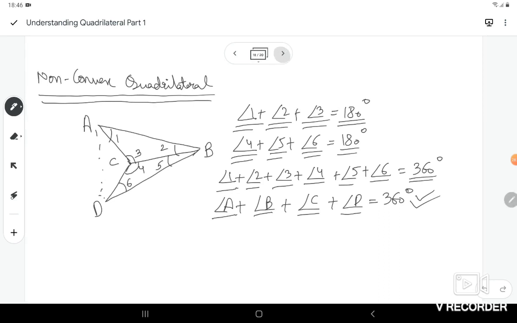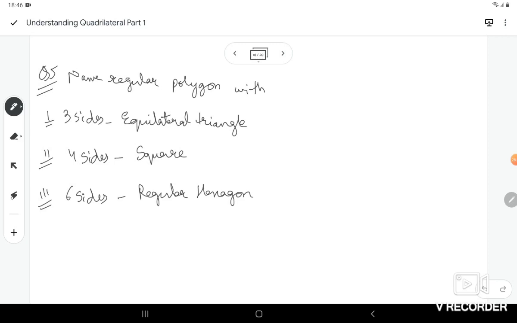Now moving on to question number 5. It says, state the name of a regular polygon if it has 3 sides. So we know it's an equilateral triangle. If it has 4 sides, then we call it a square, and if it has 6 sides, then we call it a regular hexagon.